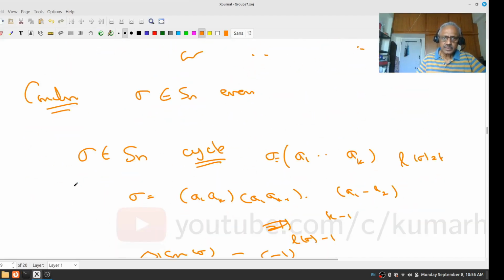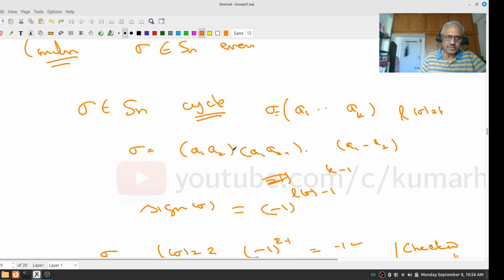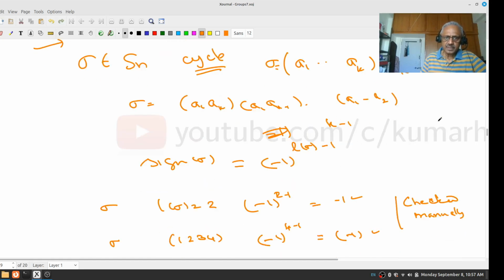Now, let us see. Suppose sigma in Sn is a cycle, A1 to AK, then I call the length of the cycle K. We wrote it in two different ways, but let's look at one. Sigma is A1 AK, A1 AK minus 1, down to A1 A2. It's a product of transpositions. How many transpositions? K minus 1. Therefore, the sign of sigma is going to be minus 1 to the power length of sigma minus 1, which is minus 1 to the power K minus 1.